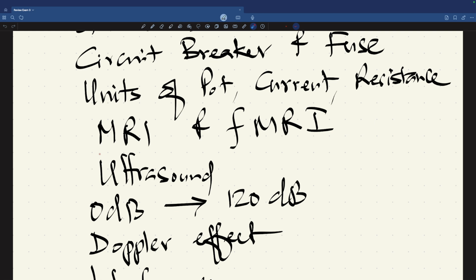Then you have to certainly know the difference between MRI and fMRI. So fMRI is particularly used to study or to get the image of the brain. And both of them use magnetic resonance imaging. So read on that.